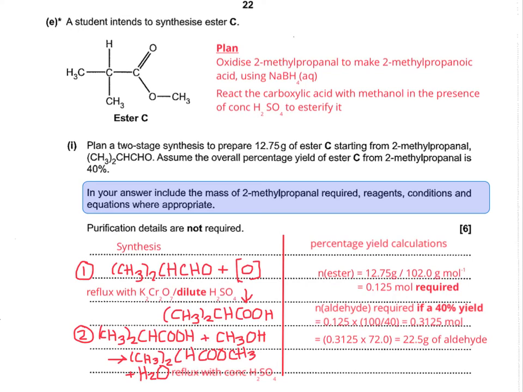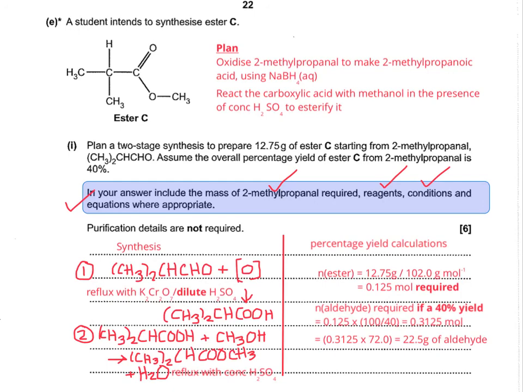So let's do a quick check now. Have we done everything that we've been asked? We've got the mass of 2-methylpropanol required, we've got the reagents, we've got the conditions, and we've got the equations. So it's always worth double checking back with the instructions when you do these to make sure everything that's been asked for has been included.